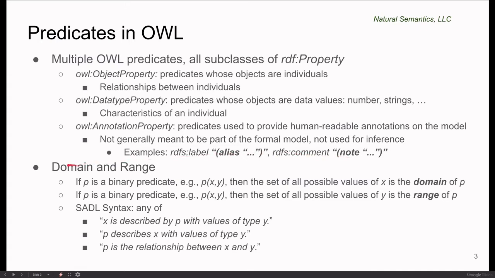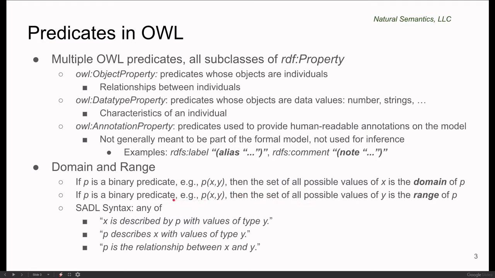Another important concept related to predicates is that of domain and range. If P is a binary predicate, that is, we might have expressions of the form P of x y, then the set of all possible values of x, the first argument to the predicate, is the domain of P. Likewise, if P is a binary predicate and we have P of x y, then the set of all possible values of y, the second argument, is the range of P.